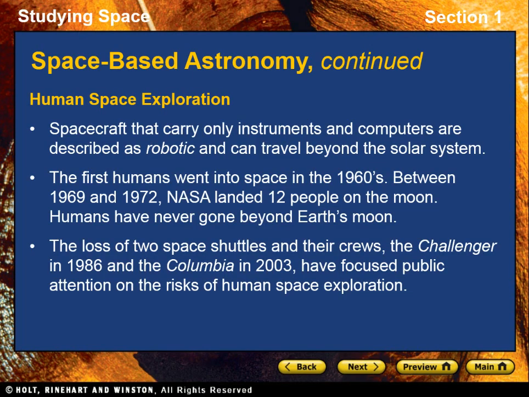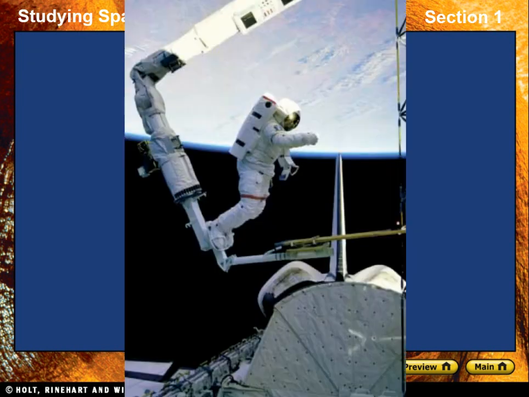Human space exploration. Spacecraft that carry only instruments and computers are described as robotic. These spacecraft can explore space and travel beyond the solar system. Crewed spacecraft, or those that carry humans, have never gone beyond Earth's moon. The first humans went into space in the 1960s. Between the year 1969 and 1972, NASA landed 12 people on the moon. Now, crewed space flights only orbit Earth.